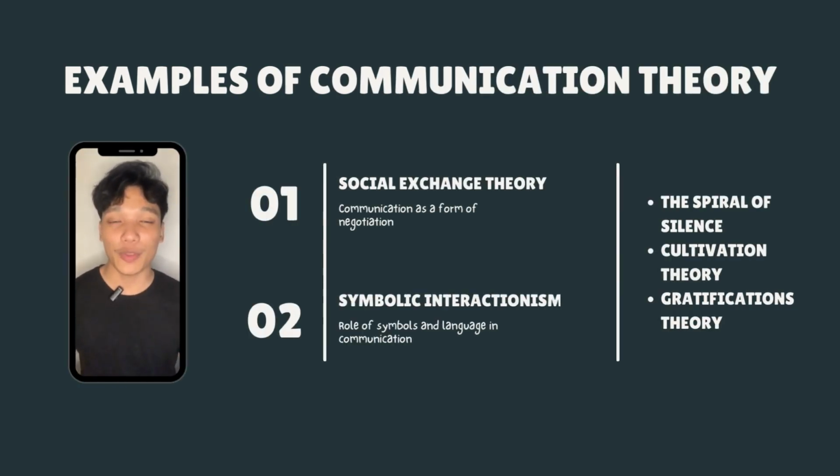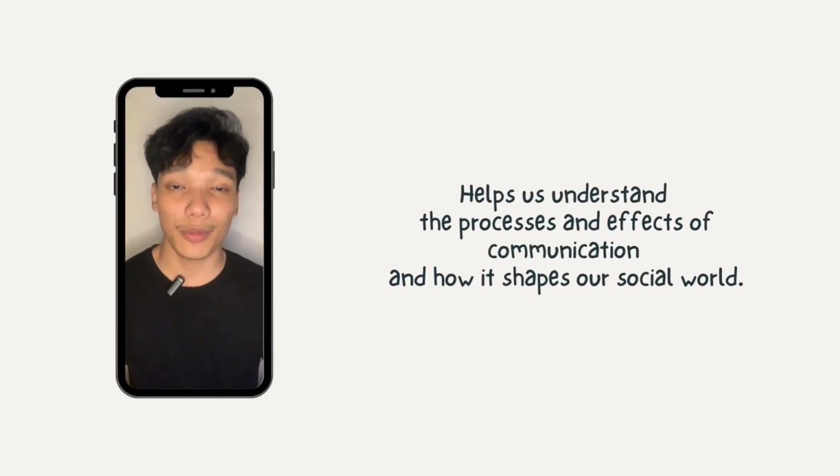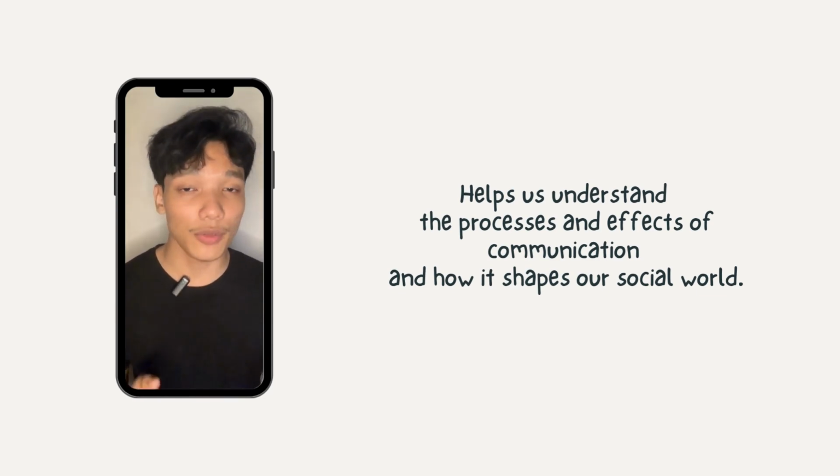We have so many communication theories out there, including the first one, social exchange theory, which explains communication as a form of negotiation. Number two, symbolic interactionism, which explains the role of symbols and language in communication, and the others, including the spiral of silence, the cultivation theory, and gratification theory. Today, we will explain to you about uncertainty reduction theory. The best thing about learning communication theory is it helps us to understand the processes and the effects of communication and how it affects our social work.